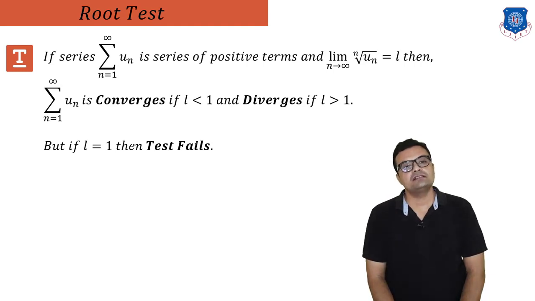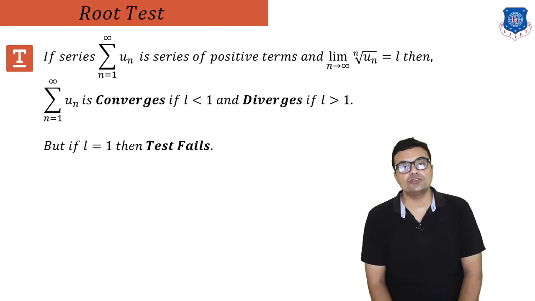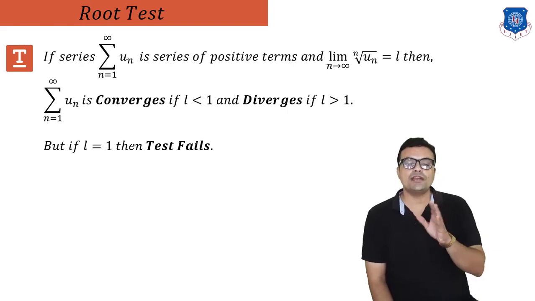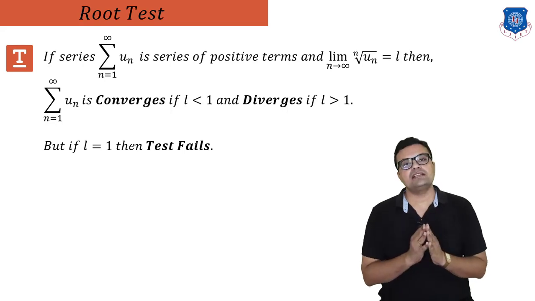If I consider summation n from 1 to infinity un as a series of positive terms, and if I take the limit as n tends to infinity of the nth root of un equal to L, then I can discuss its convergence and divergence. If this L is less than 1, then the series is convergent. If this L is greater than 1, the series is divergent. And again, the constraint remains over here also, that if L equals 1, this test is going to fail.